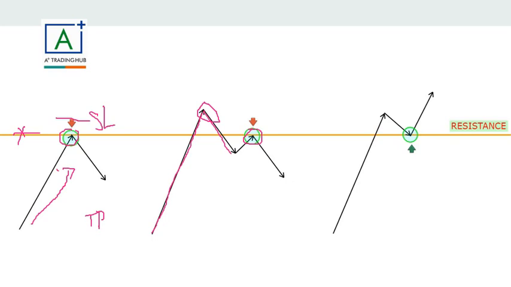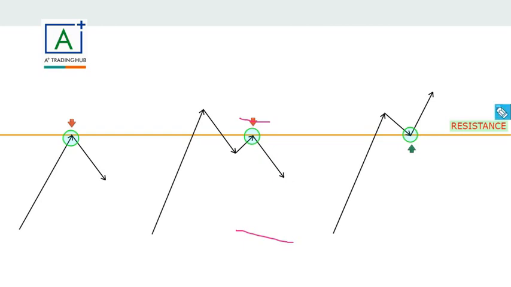So from here, you don't just jump in and start selling. Oh, price is retesting the resistance. You don't jump in and start selling. You have to wait to see bearish impulses from there, or some bearish candlestick formation from there. Once you see that, you start selling, placing your stop loss a few pips above the resistance and your take profit below this way.